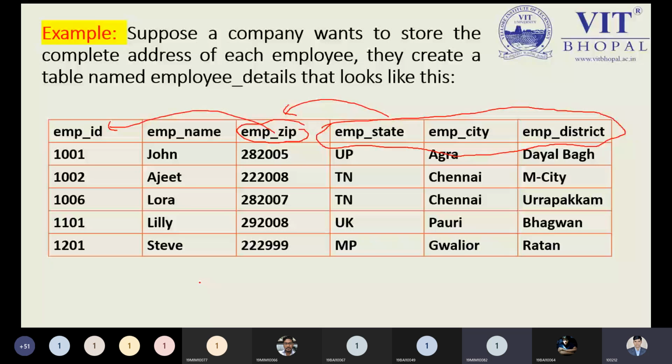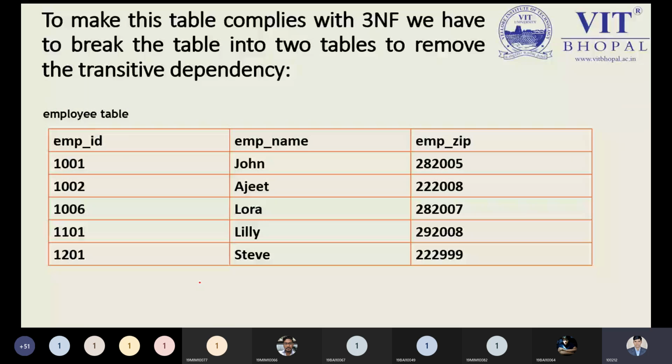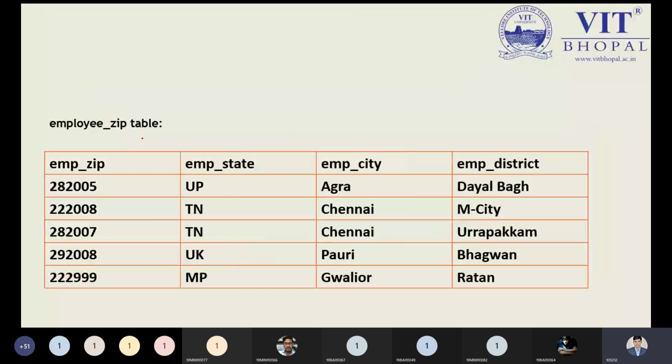Okay, sir. Understood. So the same example we have over here. From this example, we can find how many tables we have. Of course, there will be two tables after decomposition. Employee ID, employee name, and employee zip we have over here, just like the previous example. And we get the new table: employee district, employee city, employee state, employee zip.